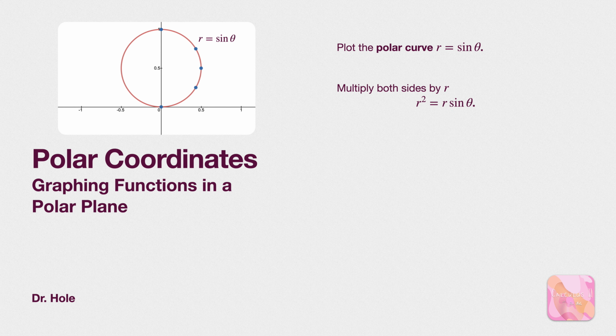Nice. Aha. I can simply now swap in both sides my conversion equations. R squared is the same thing as the sum x squared plus y squared. R sine theta is the same thing as y. Voila. R's and thetas have now turned into x's and y's, and you do algebra.